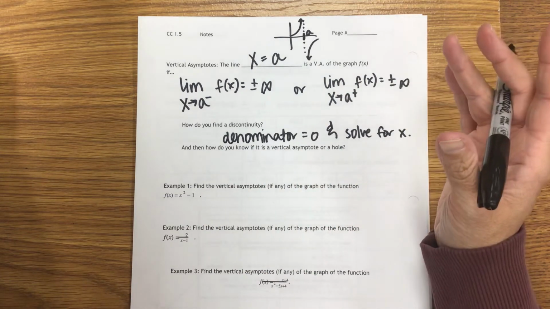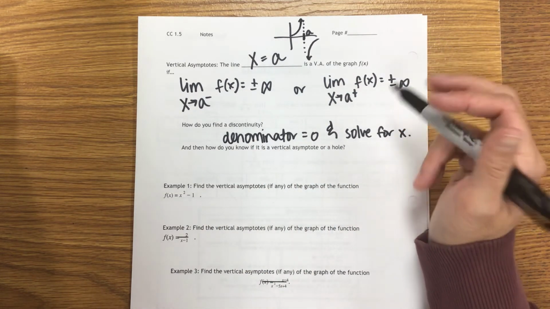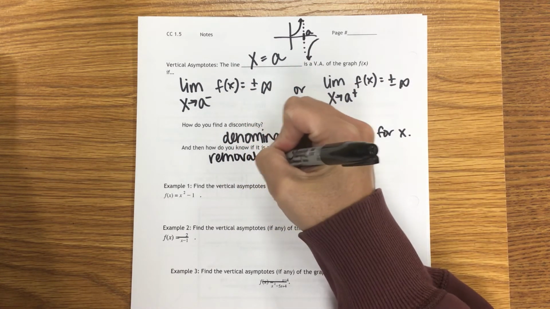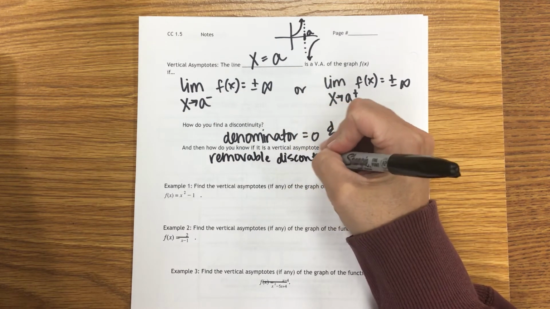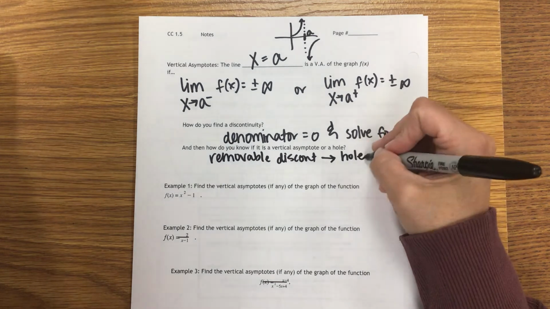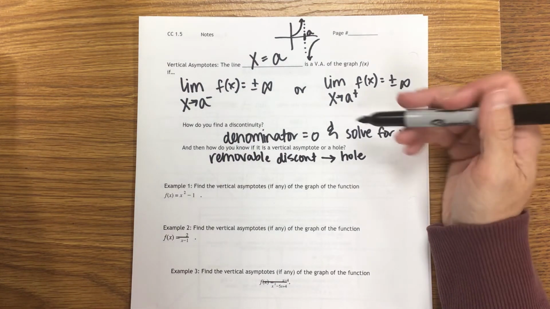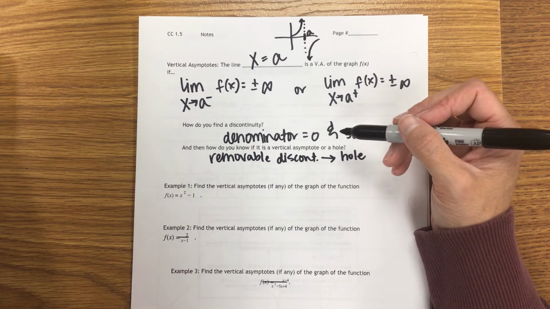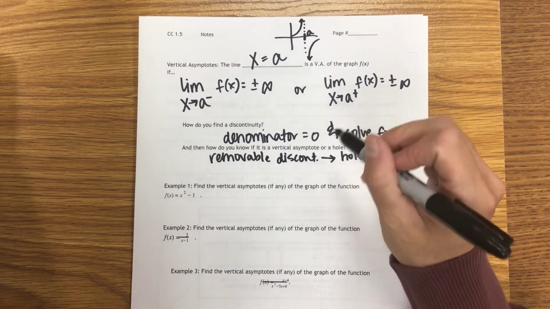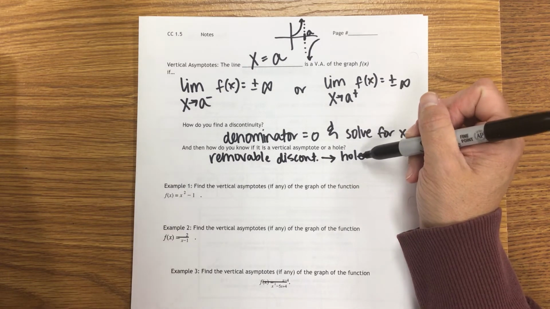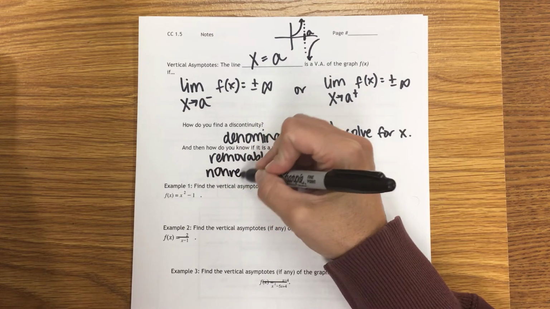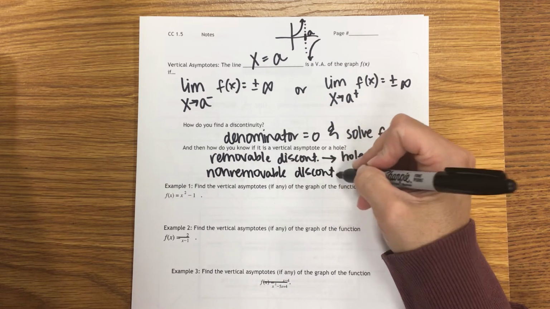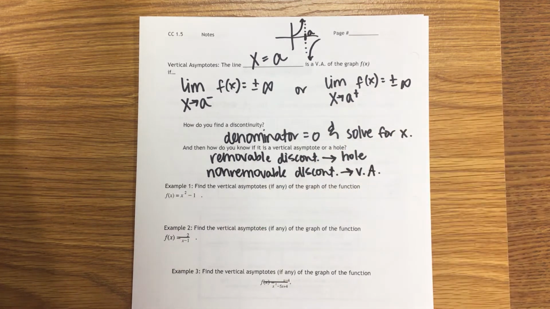Now, if you have a removable discontinuity, that means there's a hole there. We talked about that in the last section. If you have a removable discontinuity, which means when you simplify, it cancels out, it's removed, that means there's a hole in the graph. If it's a non-removable discontinuity, that means in the graph there's a vertical asymptote there.